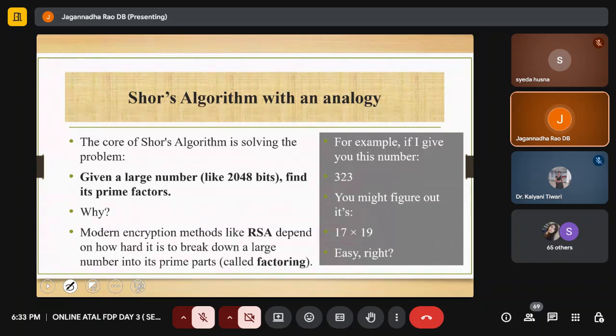The core of Shor's algorithm is solving this problem: given a large number. I already told about the RSA concept at the start. What is RSA? You already know: RSA is for security, an asymmetric key algorithm. In this, we take P and Q, two prime numbers, and calculate n equal to P times Q, and Z equal to (P minus 1) times (Q minus 1). We choose a relatively prime number for D, and then calculate E such that E times D equals 1 mod Z.